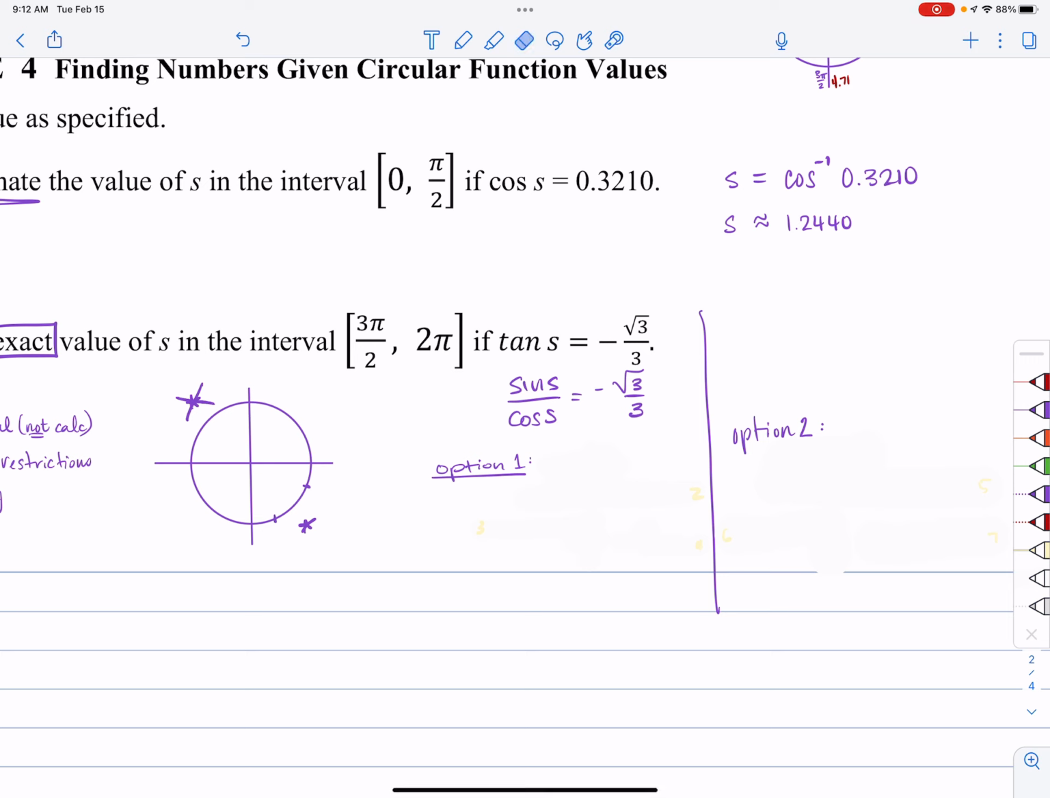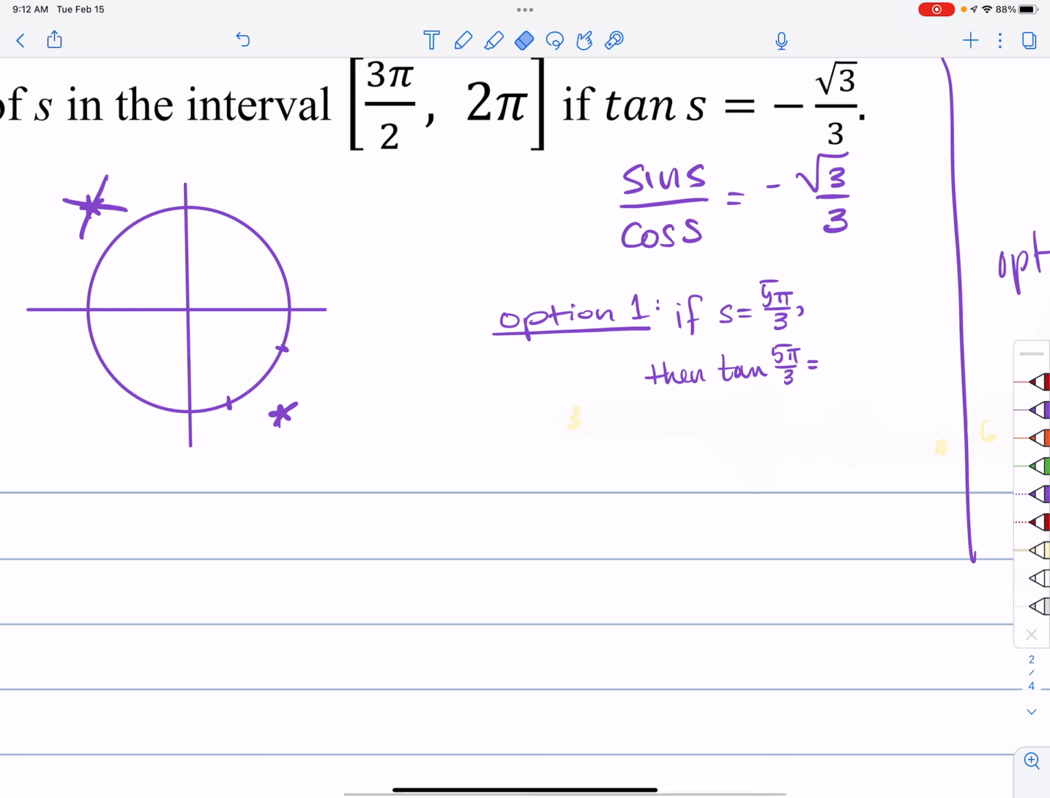So what we're going to do is look at each one of those individually. If my option number 1 is choosing the 5 pi over 3 position, then my tangent at 5 pi over 3, remember this is sine over cosine, is going to be negative root 3 over 2 over 1/2. Again, negative root 3 over 2 is my sine value because that's my y value, over a positive 1/2. When I invert and multiply, I'm not going to get negative root 3 over 3. So I can throw out this particular option because it does not give me negative root 3 over 3.